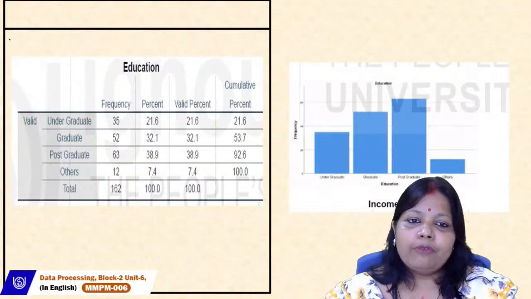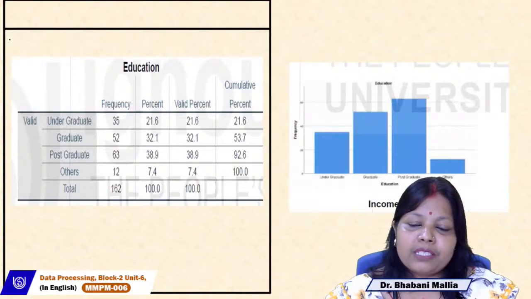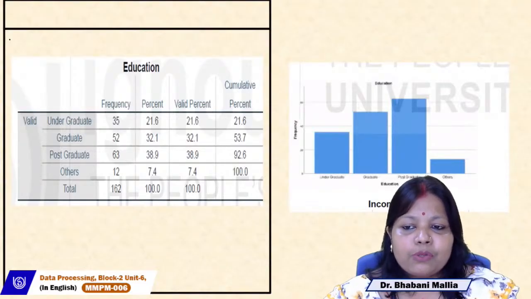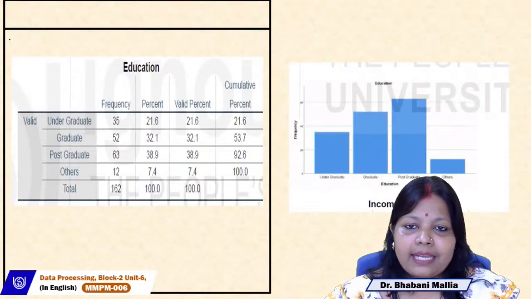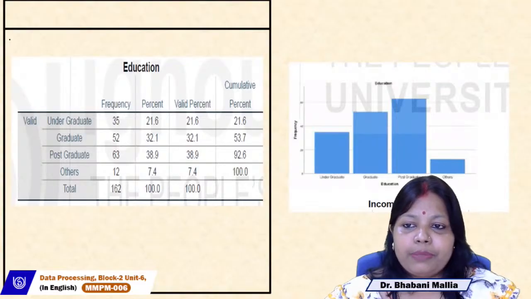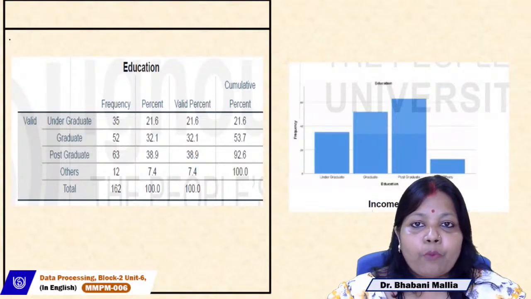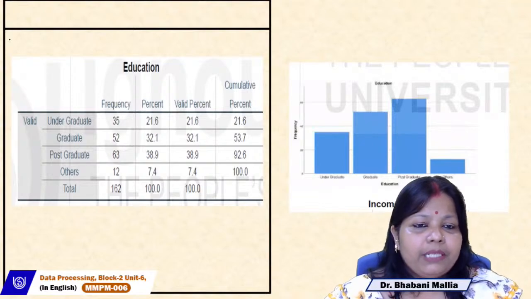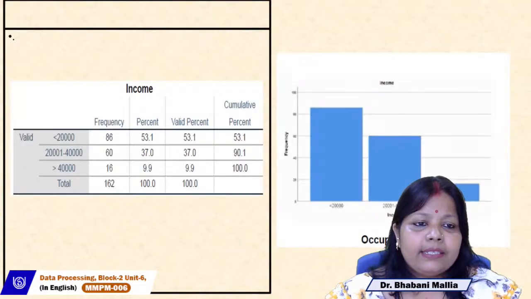Here I have given four bars for the different kinds of education, because I have four categories, that is undergraduate, graduate, postgraduate, and others, shown here. In the bar diagram there are also different kinds of bars. A few bars directly contain the percentage, mentioned clearly, so that it is easier to understand from the bar.